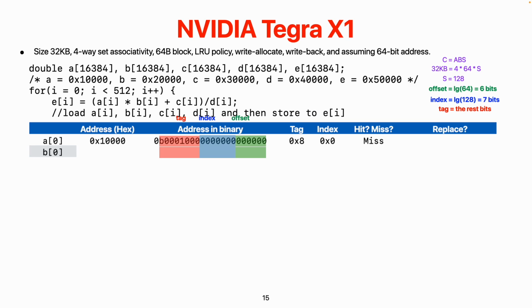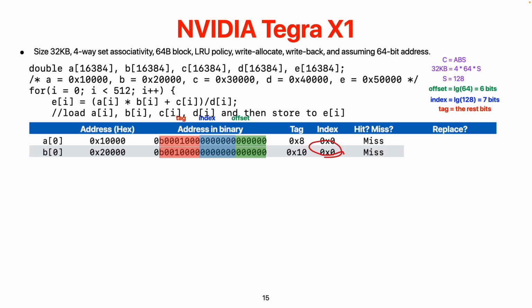Now the next one that I should access is B0, and its address should be this. After partition, you should get a tag and index like this. So for this one, hit or miss? It's a miss, right? And it's actually index 0, the same as the previous one.